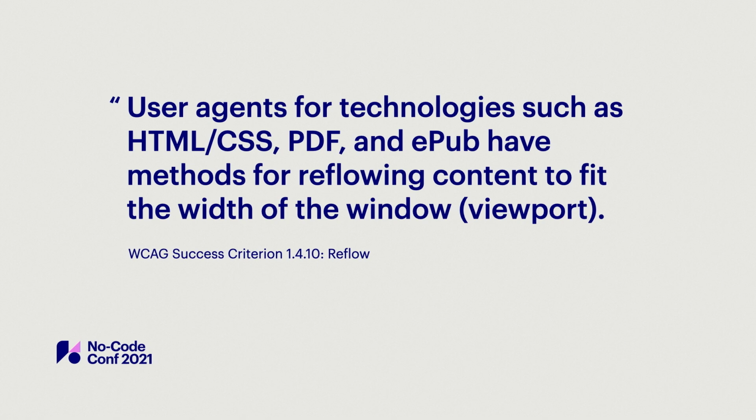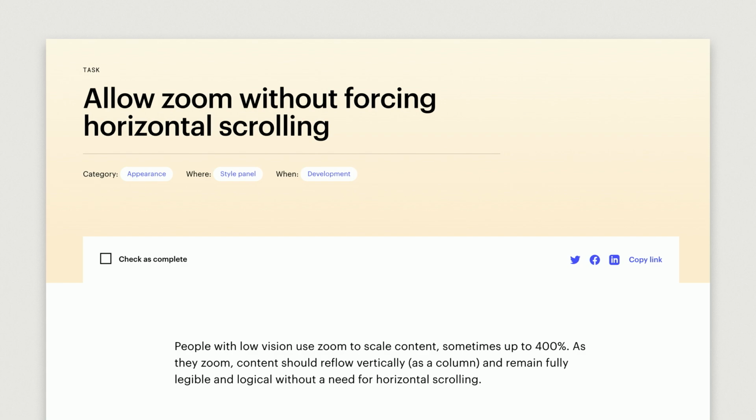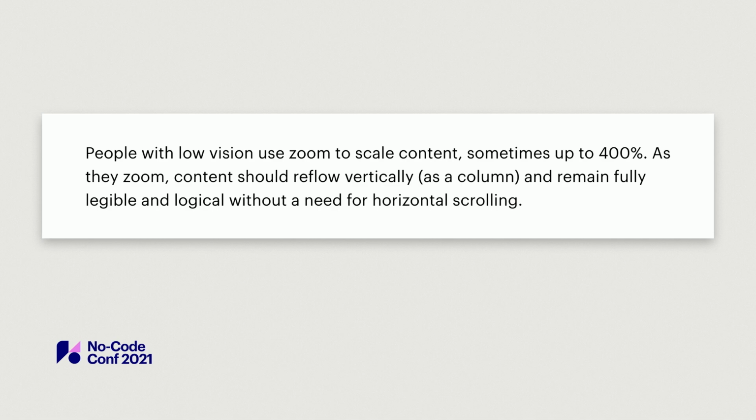So back to this hard-to-understand guideline for reflow from WCAG. I'll use that example again to show how we tried to write these with a less technical audience in mind. Our version of that same guideline is called Allow Zoom Without Forcing Horizontal Scrolling. And the introduction to that guideline reads, people with low vision use zoom to scale content, sometimes up to 400%. As they zoom, content should reflow vertically as a column and remain fully legible and logical without a need for horizontal scrolling. We worked with our UX writer to write all of these in plain English.